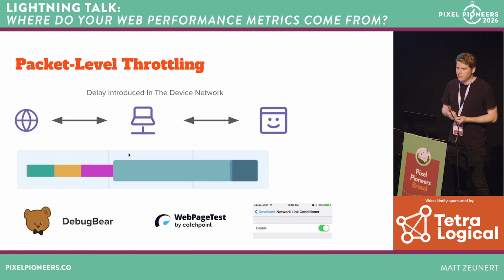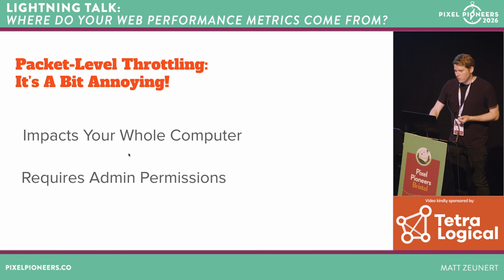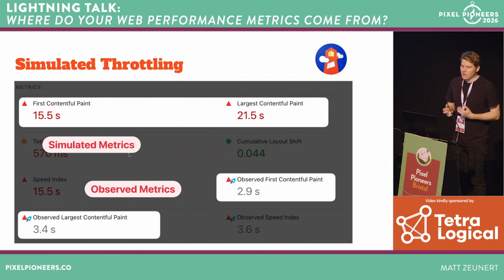Or if you use something like the Network Link Conditioner on Mac or iOS, you can also apply packet level throttling. The problem with that is it's annoying to use because it applies to your whole computer, since it's in the network stack. While in DevTools, for example, you can just throttle one tab and it doesn't break the rest of your computer, packet level throttling is not like that because it integrates directly with the operating system. And again, because of that, you need admin rights. So it makes it a lot more annoying to use on your own computer. So that's why there are some of these alternative approaches.